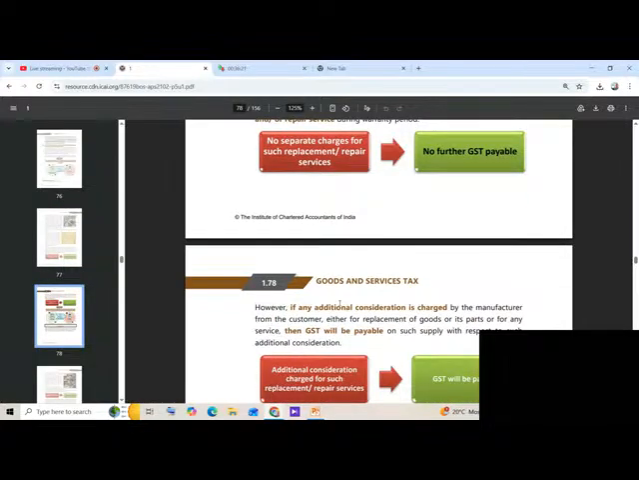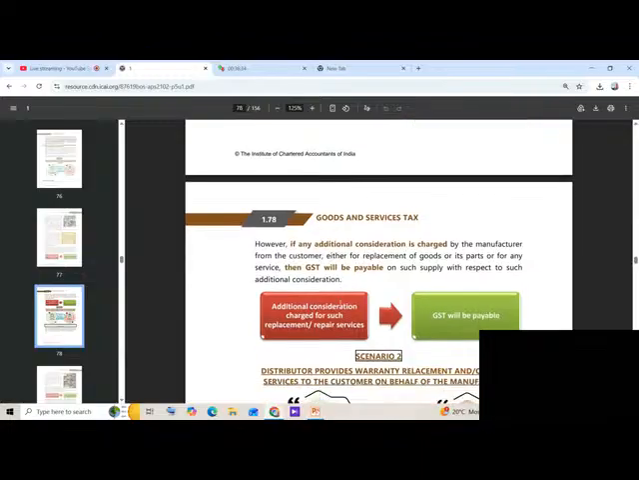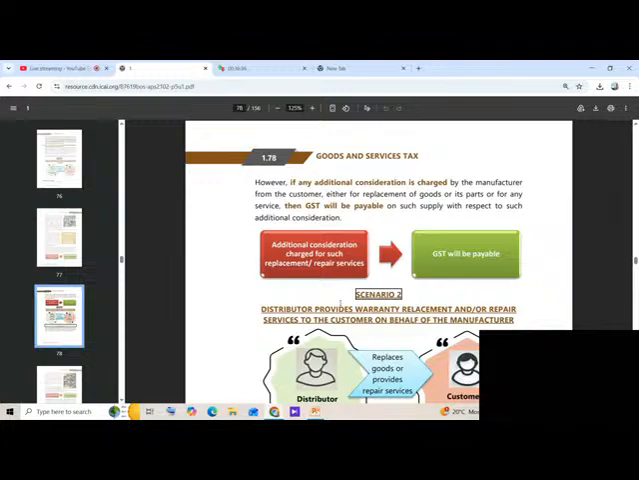However, if any additional consideration is charged by the manufacturer from the customer either for replacement of goods or its parts or for any service, then GST will be payable on such supply with respect to such additional consideration. Additional consideration charged for such replacement or repair services, GST will be payable.